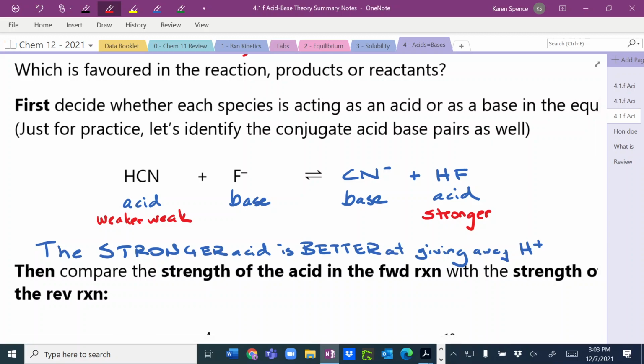So how is it going to spend most of its time? Is it going to spend most of its time as HF, or as F minus? It's going to spend most of its time as F minus, which means that my reactants are favored.